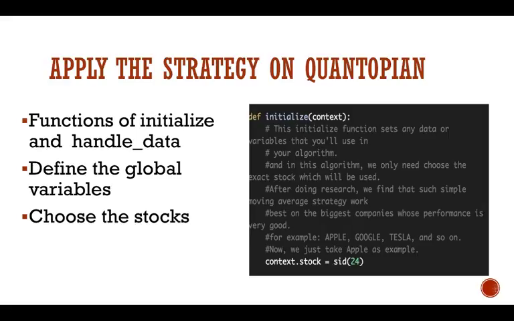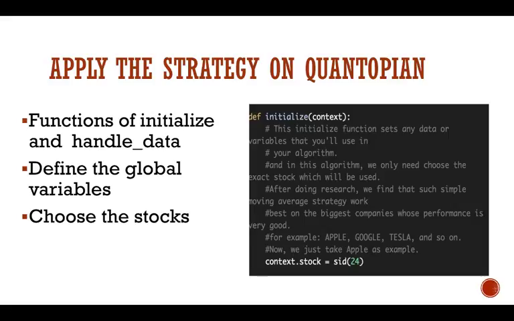Okay, here is the code. For this strategy, we use Quantopian as our platform. To run an algorithm in Quantopian, we need two functions: initialize and handle data. In the first part of the code, we define the global variables. In this case, we only need to define the universe of the stocks that we might invest in.